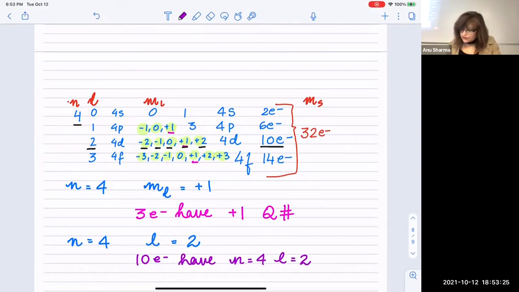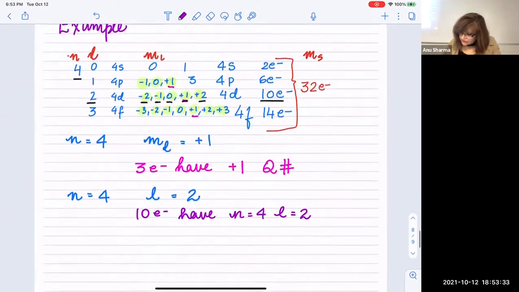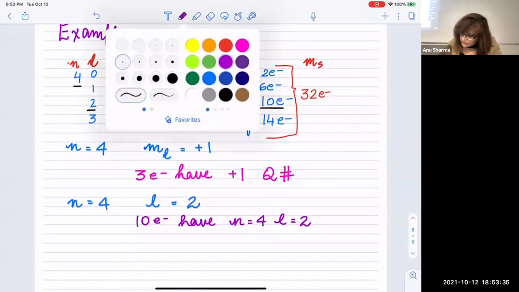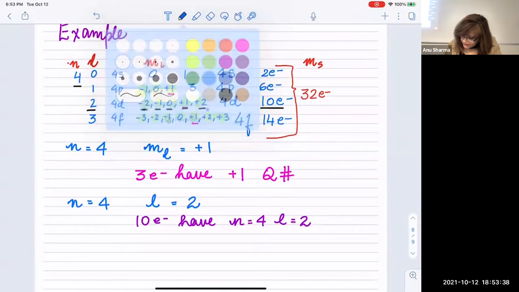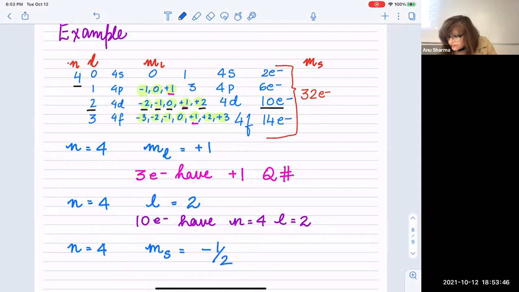So these are the types of questions. If the questions are like, how many electrons, if n is equal to 4, very interesting question, if n is equal to 4 and ms is equal to minus half, how many of them have minus half?